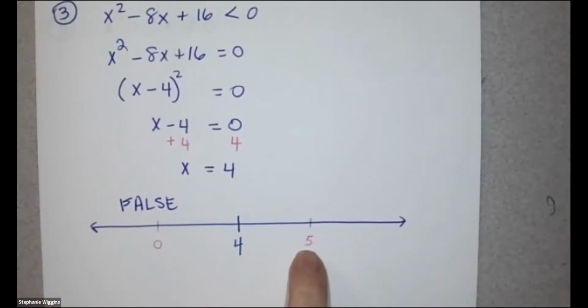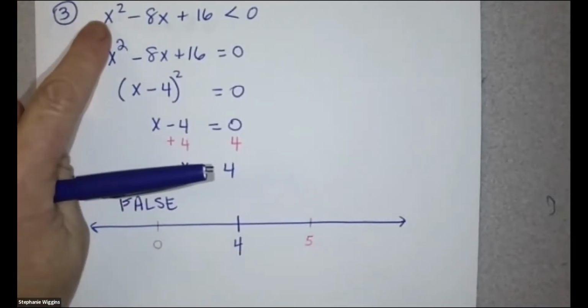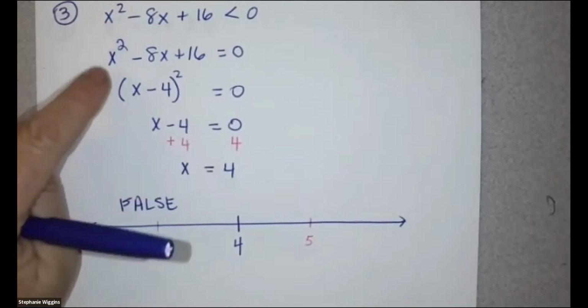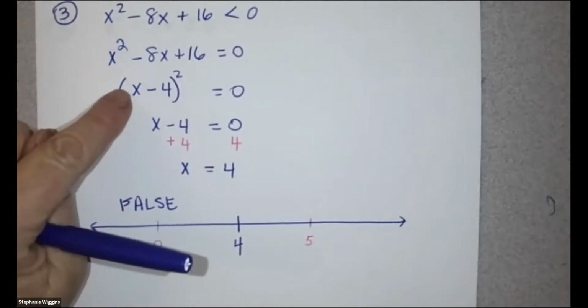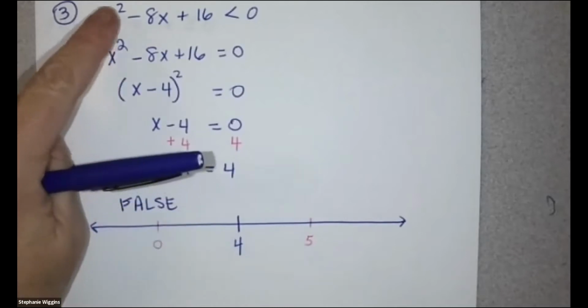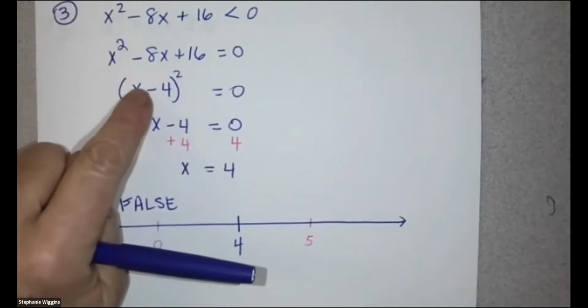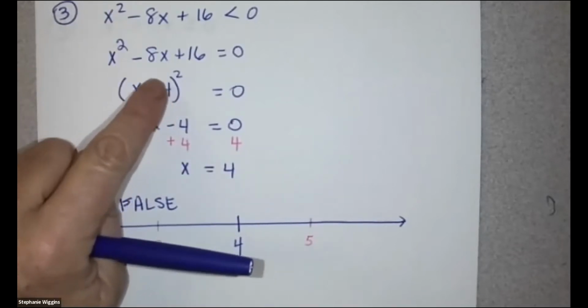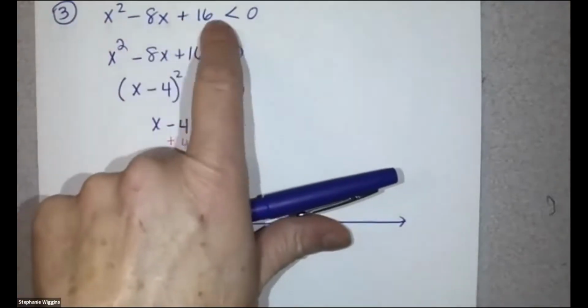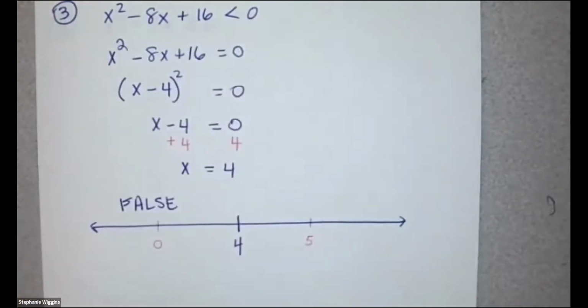Now I'm going to plug in 5. It's easier to calculate if I plug in 5 here, but either one is going to give me the same answer. When I plug in 5, I get 1 squared. That's 1. Is 1 less than 0? False.